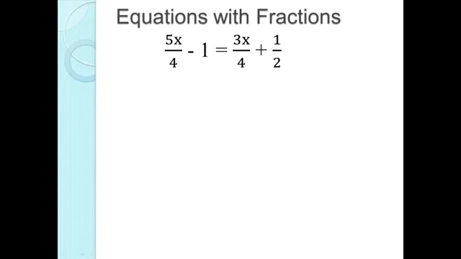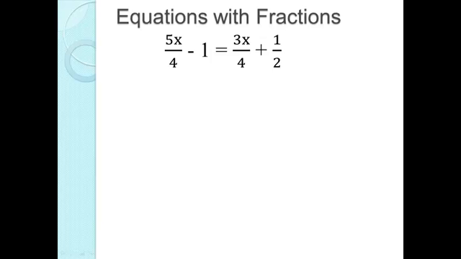Let's go back to the equation we looked at initially. Before we solve this equation, we want to get rid of the fractions by multiplying both sides of the equation by a common denominator. First, we must ask ourselves, what is the common denominator between all of the fractions in our equation? All of the denominators will go into the number 4, so we can use 4 as our common denominator.